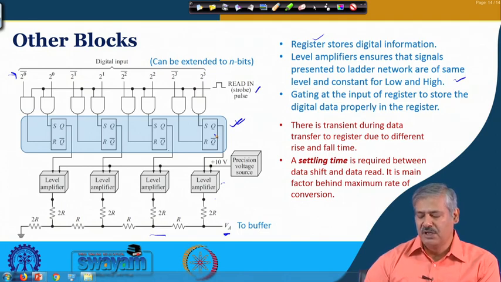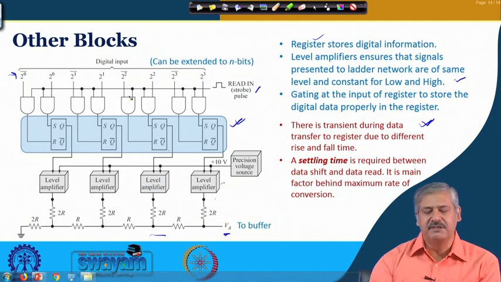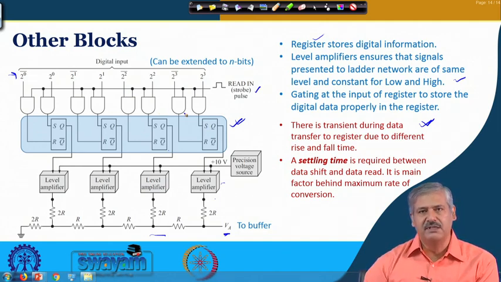Is it clear? This is also the gating that is required, and these are all AND gates, you can understand how it works. Is it fine? Right.